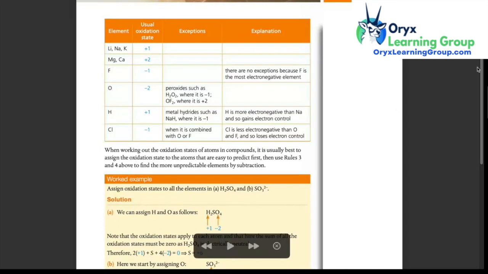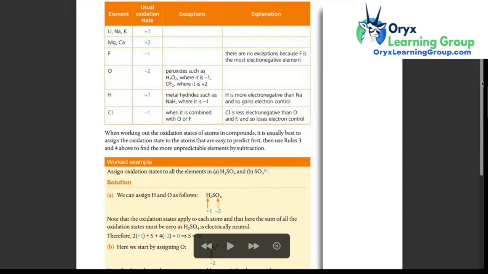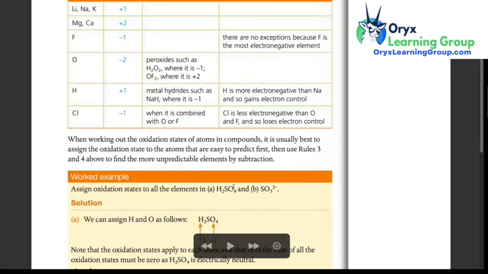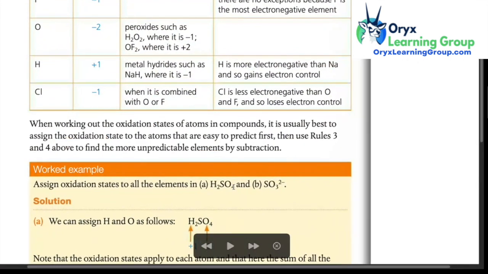Okay, now let's try to practice since you already have these questions. I want to try them out. All of you, assign oxidation states to all the elements in H2SO4. Try it out. Are you clear with the question? You have to assign oxidation states to all the elements in H2SO4.